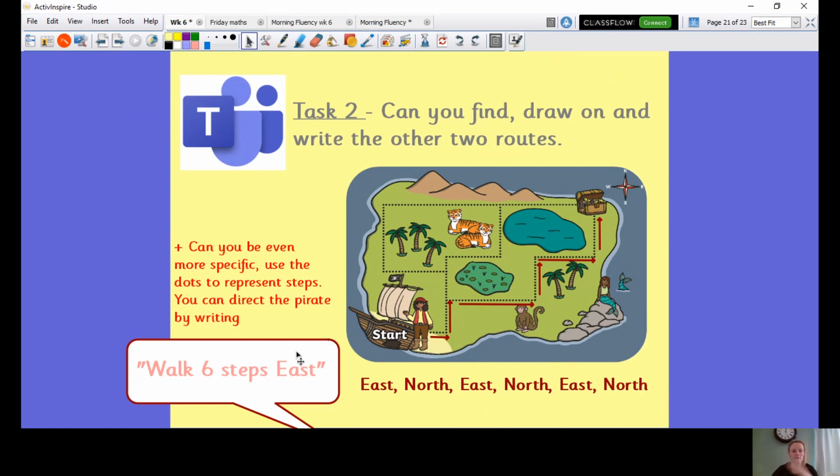If you want to stretch yourself and be even more specific to help your pirate make sure that he finds his treasure, that's what you can do. Okay, so I'm sure you're going to really enjoy that.